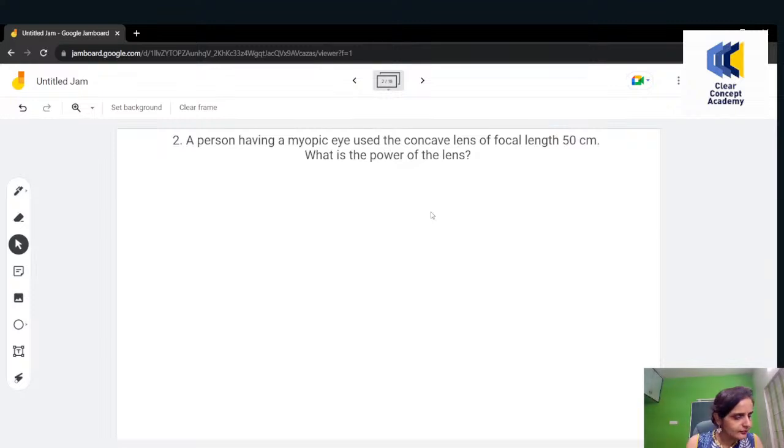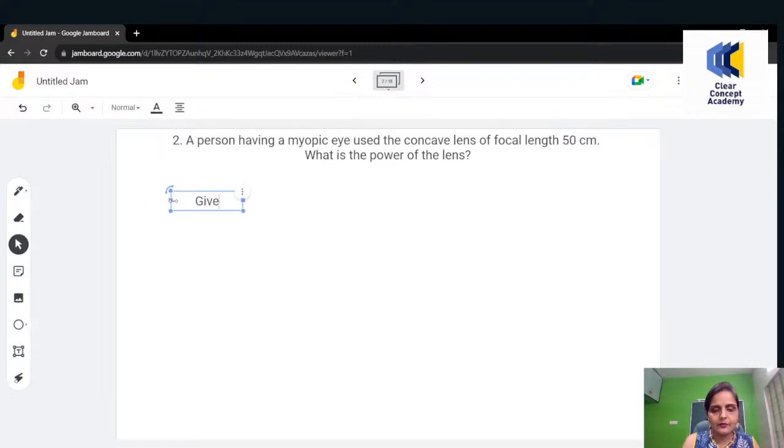So the next question is, a person having myopic eye uses the concave lens of focal length 50 centimeter. What is the power of the lens? In this case, let's start with writing down the given, because writing down the given many a times solves half of your question.